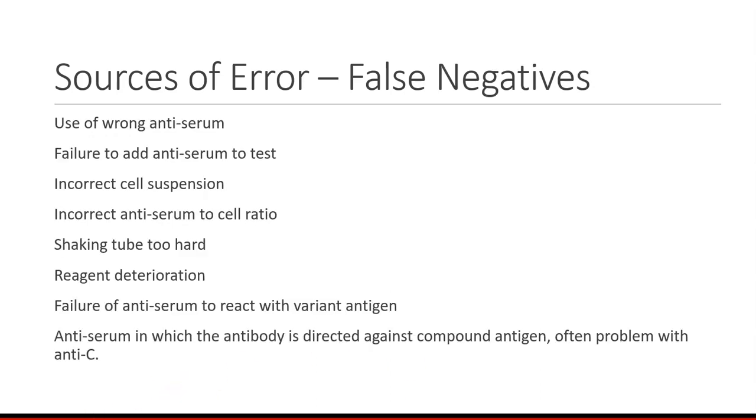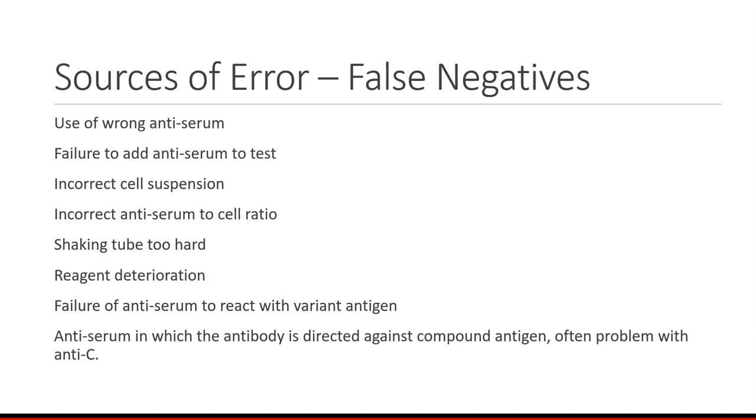Let's talk about false negatives. Use of the wrong anti-serum. You were supposed to put in anti-big E, and you put in anti-little c, and yeah, they were negative. Failure to add anti-serum to the test. I just talked about this. Add your serums first, each and every time. Look in your tubes and make sure every tube has serum or anti-serum.